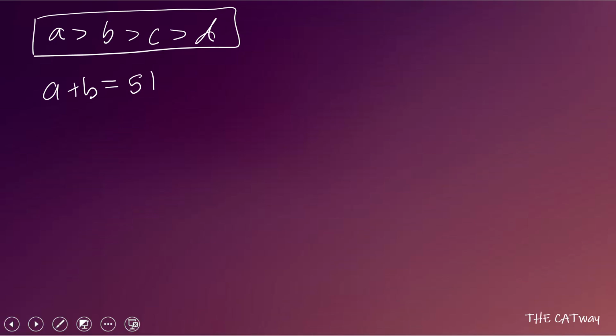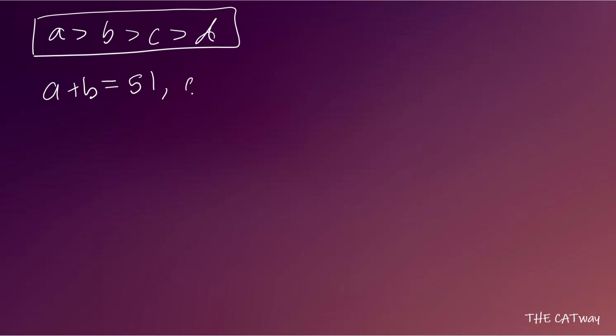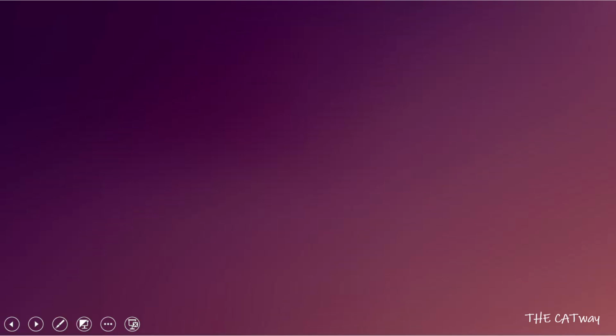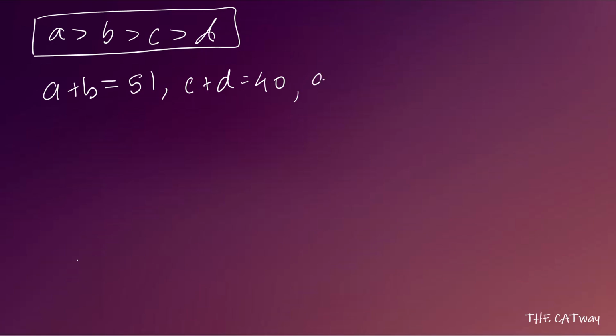Also we can say that the smallest one, that is 40, would be C plus D, because it is the sum of the smallest two. So C plus D is going to be 40. And the second one will always be A plus C, because it is the largest plus the third largest. So we will take 49 as A plus C. A plus C is equal to 49.